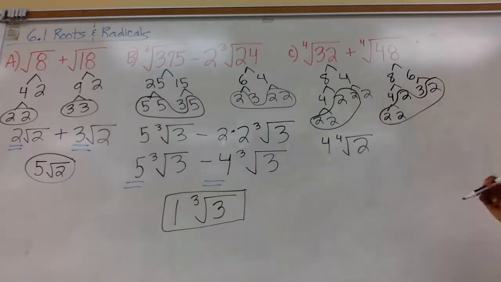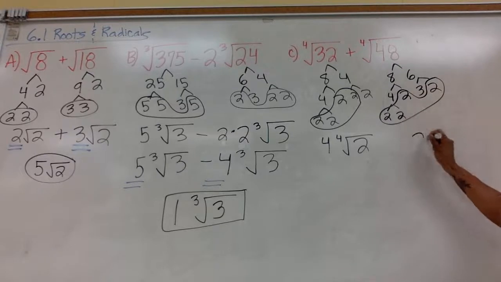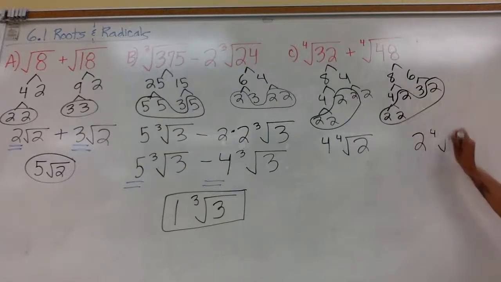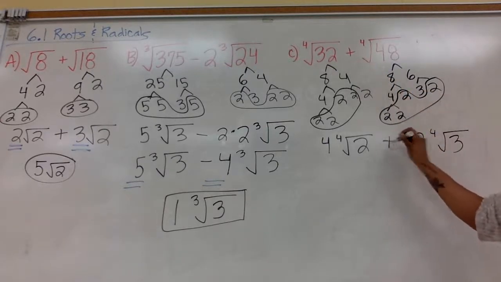Okay. Complete groups of my index go on the outside. So I have a complete group of 2. I got 4 2s. The leftover prime number goes on the inside, which is 3. And I got a plus sign in the problem, so I'm going to bring my plus sign down.